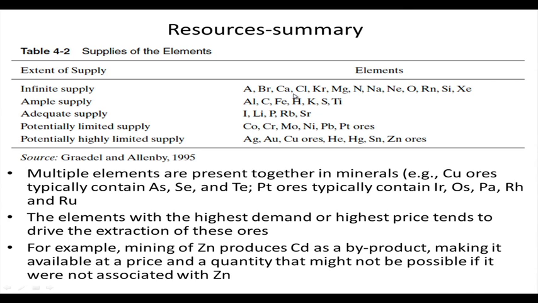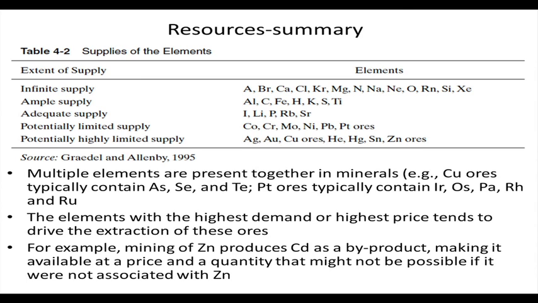So multiple elements are present together in minerals. For example, copper ores typically contain arsenic, selenium, and other things as well. Platinum ores typically contain iridium, osmium, these rare earth metals. The elements with the highest demand or highest price tend to drive extraction of these ores. So if you have a copper ore which contains arsenic, selenium, and Te, if the copper is more pricey, your focus will be on copper. The others may get collected if they become a byproduct, fine. If not, they may just become part of the mining overburden.